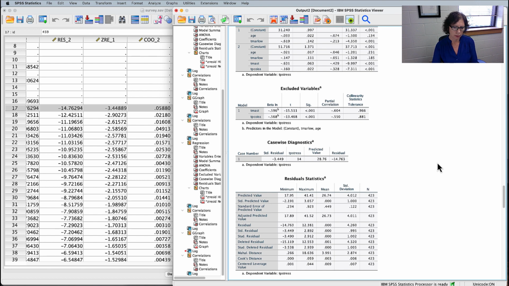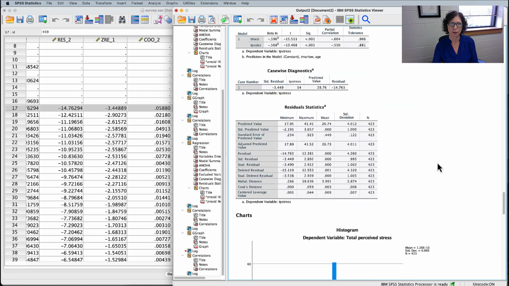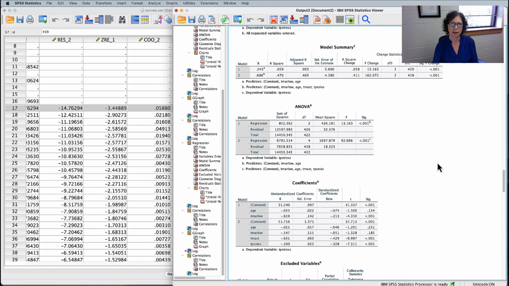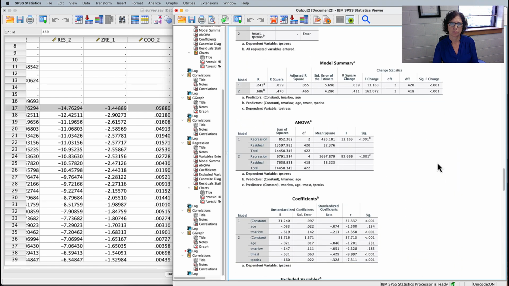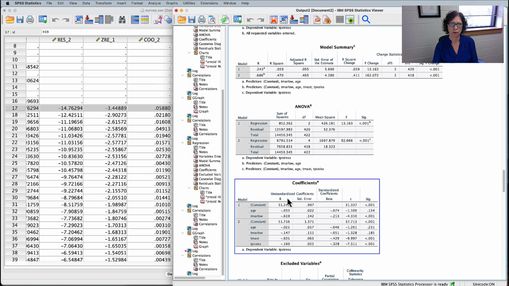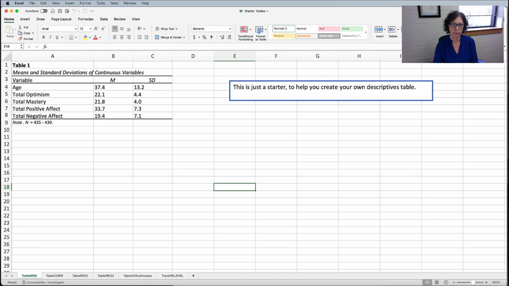Alrighty, what's the other thing? Homoscedasticity. We're good with all of that. What we need to do now is build that regression table. So for that, we're going to need our information here from our hierarchical regression, and we need that starter table that we got.